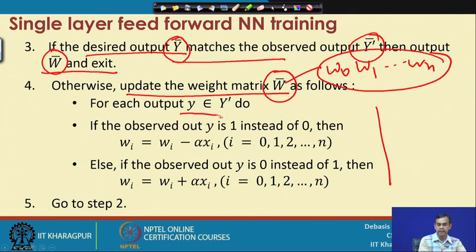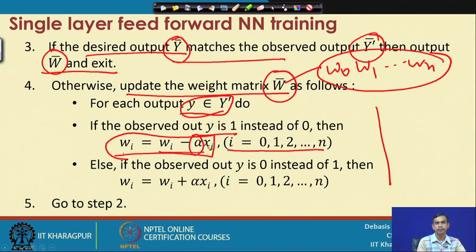For each output y in this observed output set, if the observed output y is 1 instead of 0 actually, then we can adjust the weights with this formula, where alpha is a constant decided by the programmer, and for each i from 0 to n we have to calculate these values for each x i. So, each weight will be adjusted if we see that the output is 1 but it should be 0. If the output should be 1 and it is also coming 1, then there is no need to do these things.